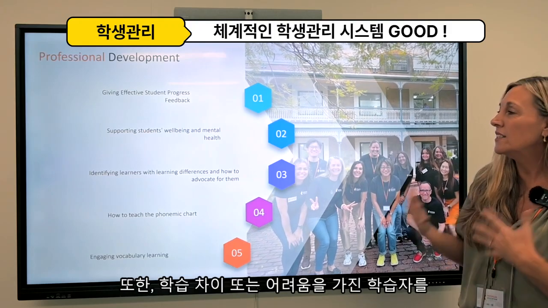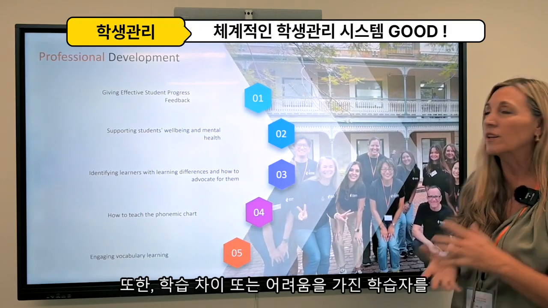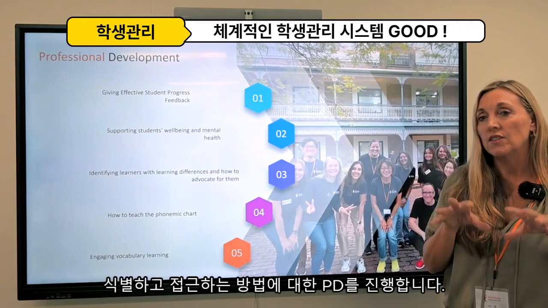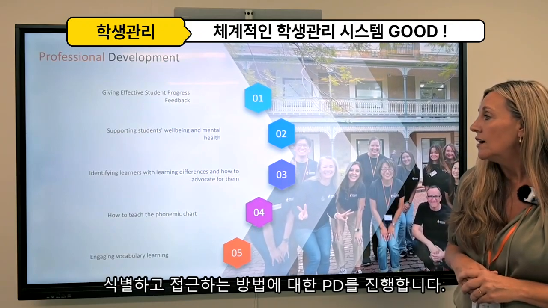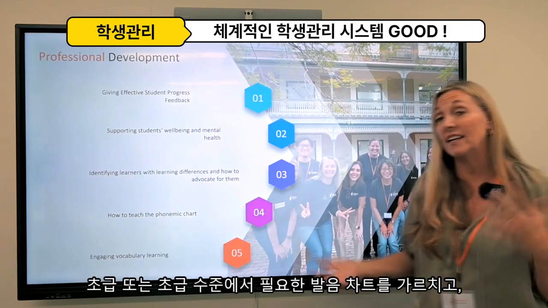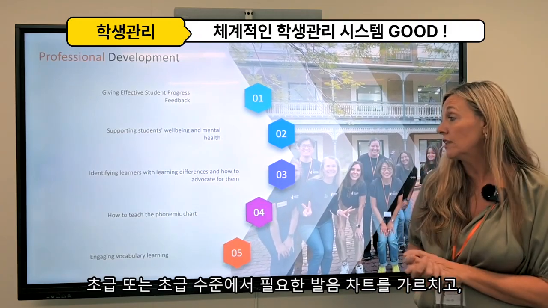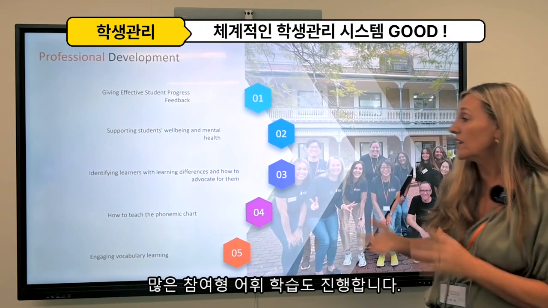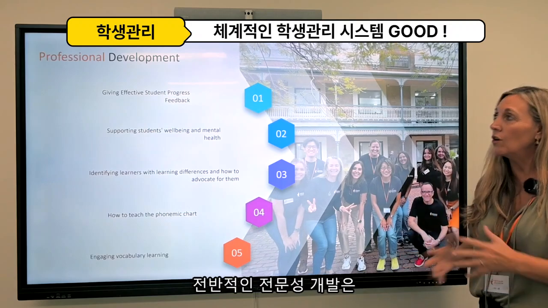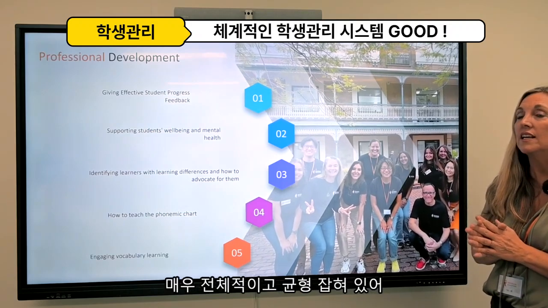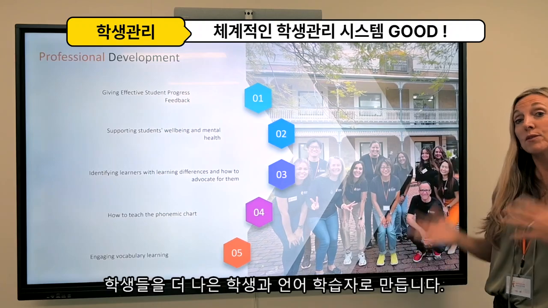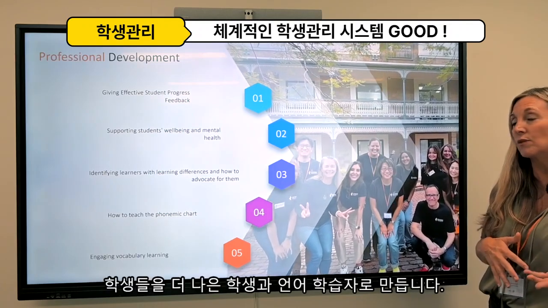We also do PDs about identifying learners with learning differences or difficulties and how to then approach these kind of learners at the school. We also teach things as simple as a phonetic chart, because that's what they really need when they're at lower levels, beginner or elementary level. And then we do a lot of engaging vocabulary learning as well. So the teachers' whole overall professional development is very holistic and well-rounded to make the school a better place, but also the students better students and language learners.